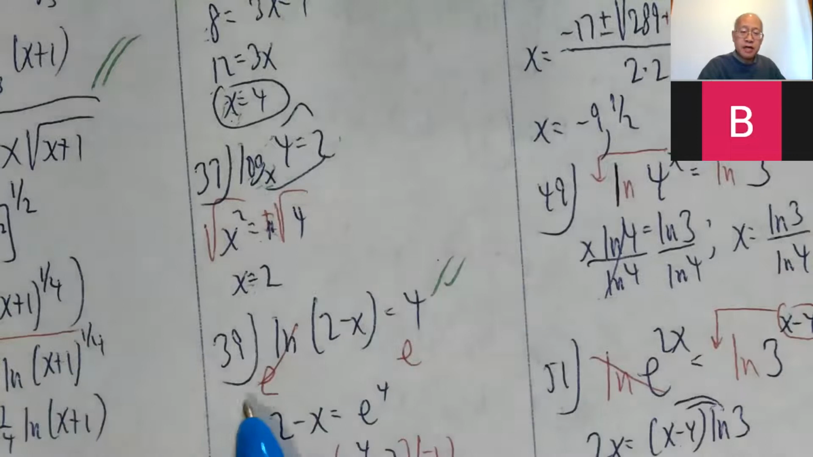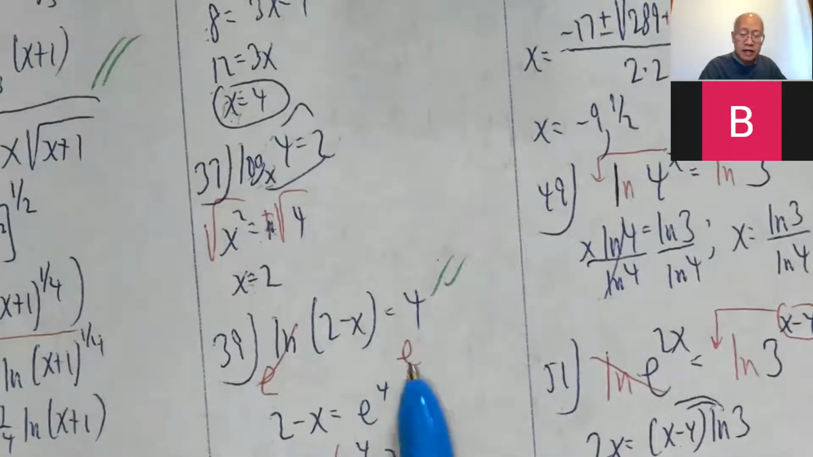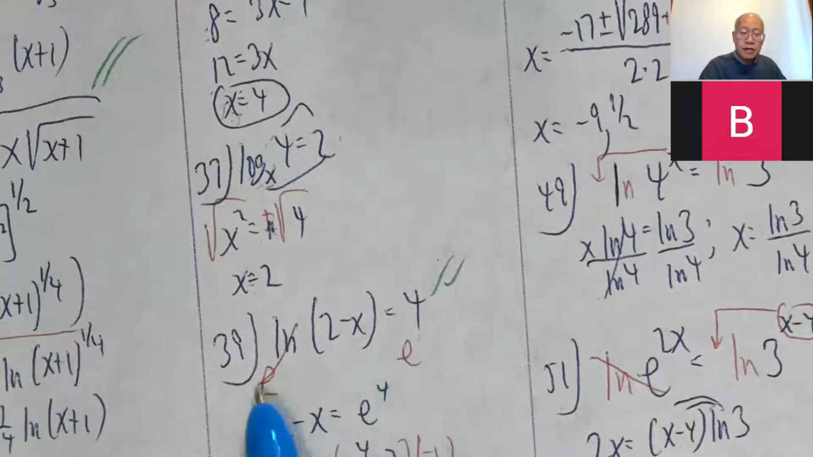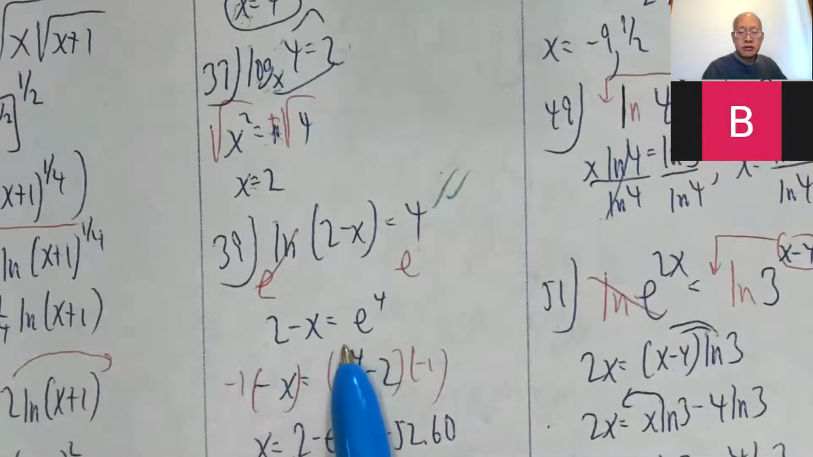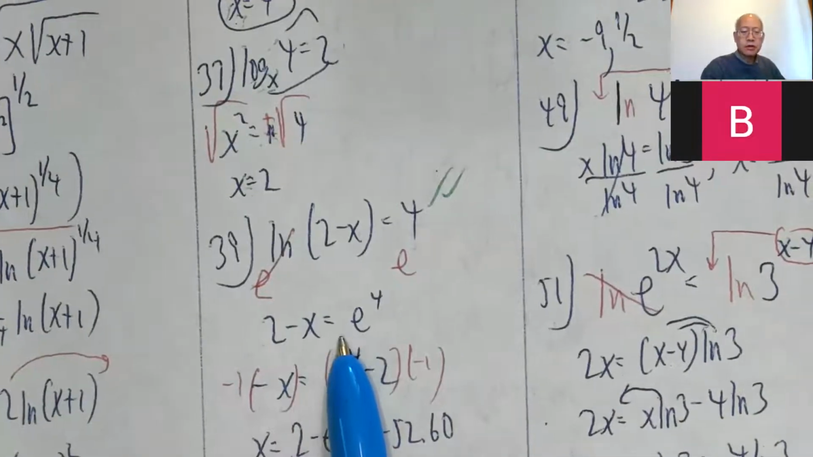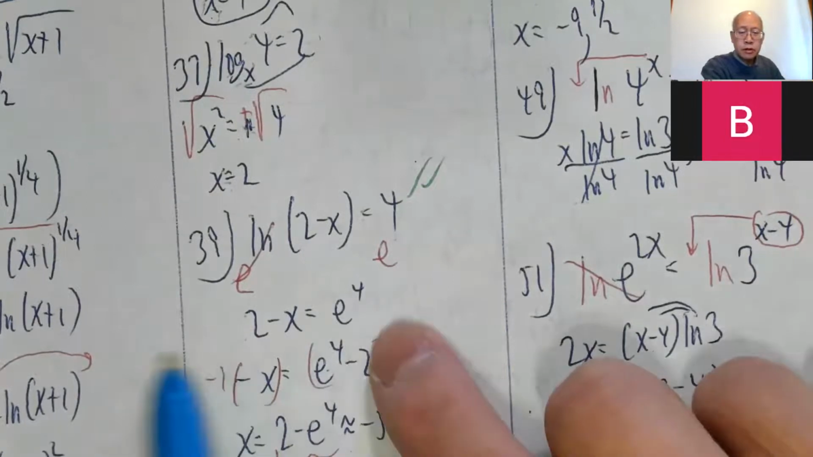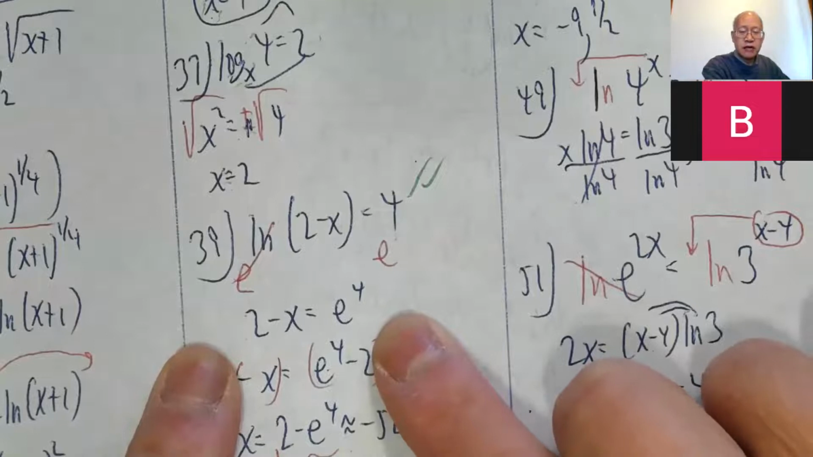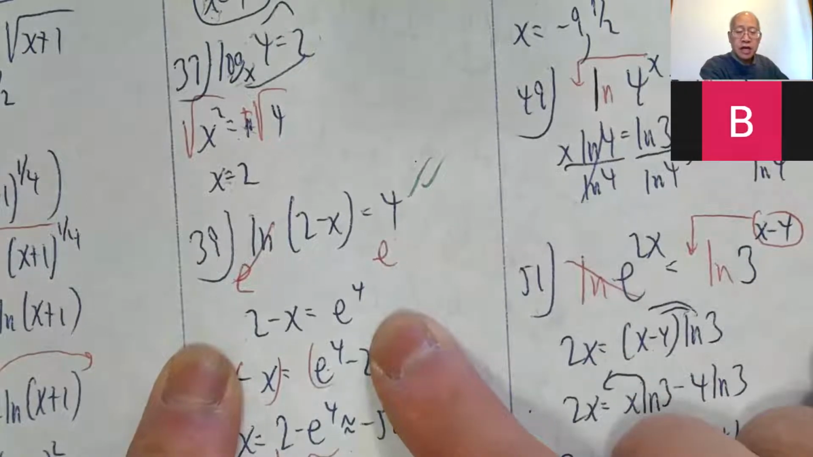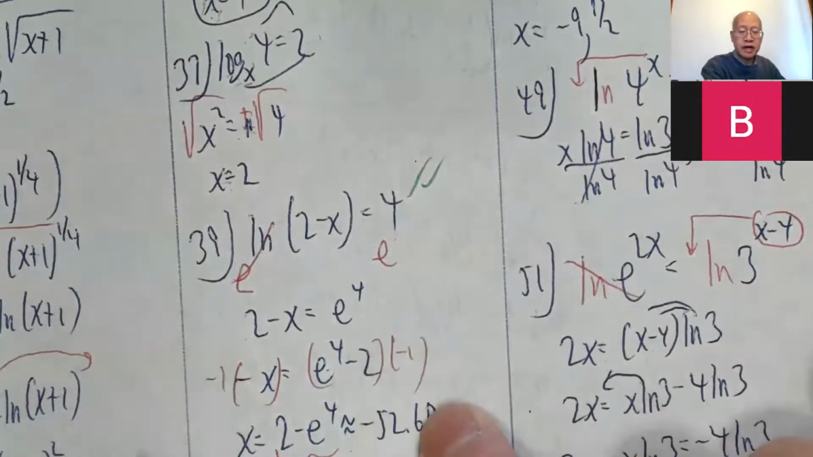And the way you do that is you put an e sunken down and to the left. So see how I kind of went down and put the e here? That way the e and the ln are next to each other and they cancel each other out. So I have 2 minus x equals e to the fourth. Subtract 2. It looks like this. Negative x equals e to the fourth minus 2. That's negative x. I just want x. So I multiply both sides by negative 1.